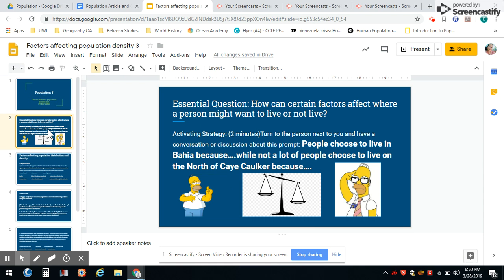The essential question that I want you guys to think about during this class is how can certain factors affect where a person might want to live or not want to live? For example, maybe some people grew up on this island but they decided that they don't want to live here, so they left and they moved to the United States because they thought they could get a better life there. But how about the people that want to live here? What are those factors that can affect that person living here or not?